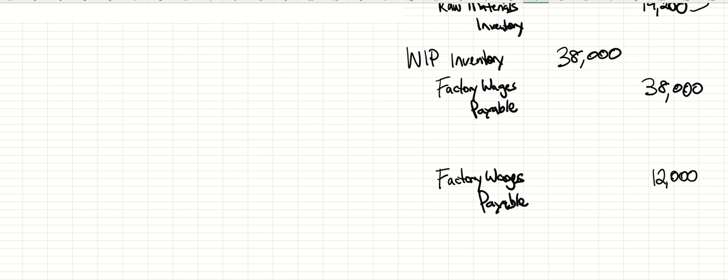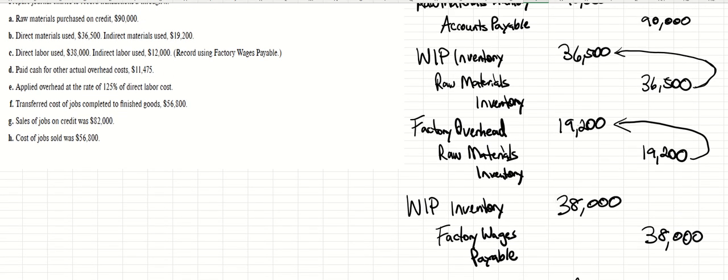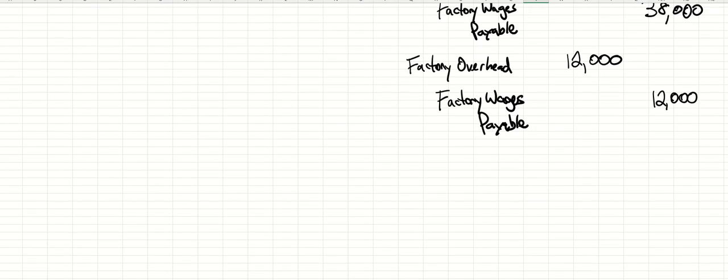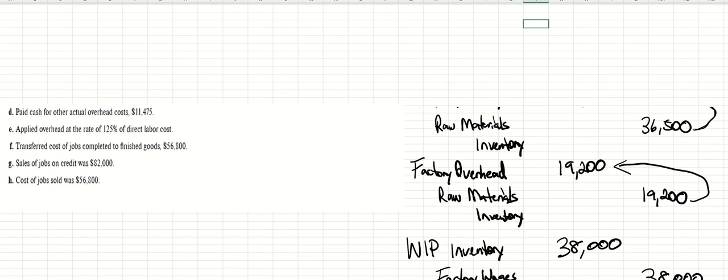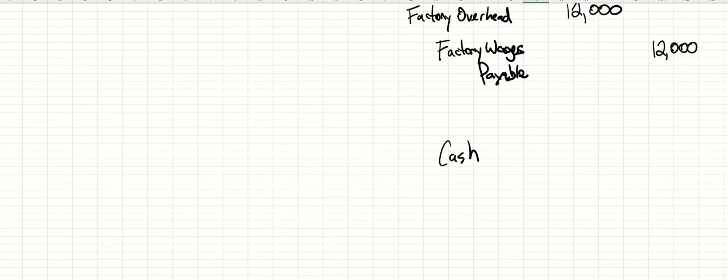And the account that's going to be debited is going to be factory overhead for that same amount, because this is an indirect labor cost. All right. Letter D says paid cash for other actual overhead costs. Okay. So we're going to credit cash, since they said paid cash, for $11,475. And since it's for actual factory overhead, we're just going to go ahead and debit factory overhead for that same amount.